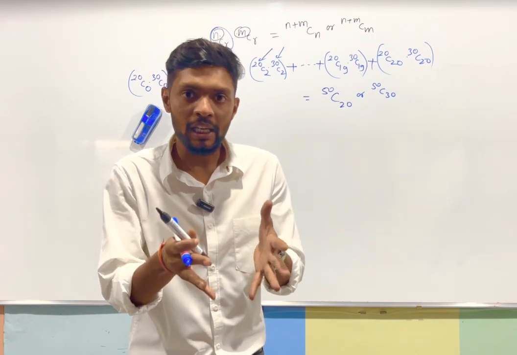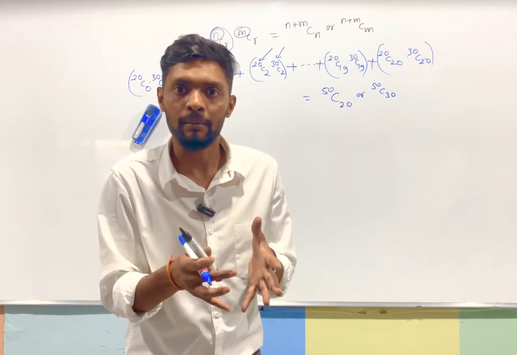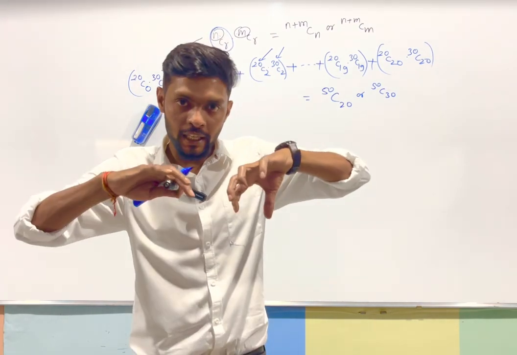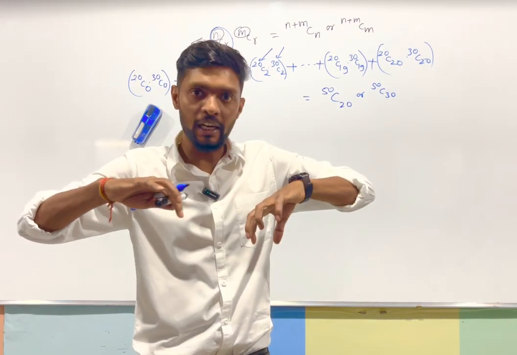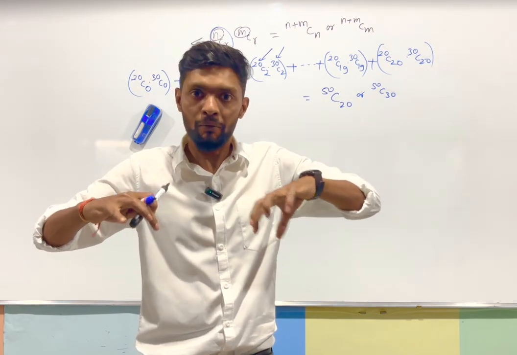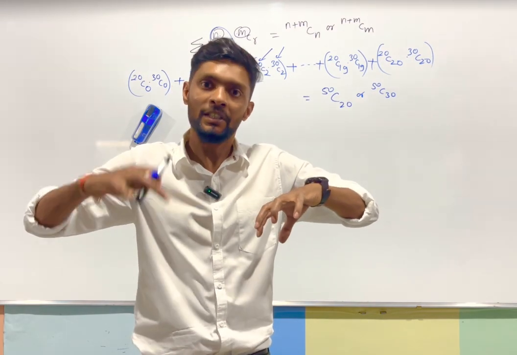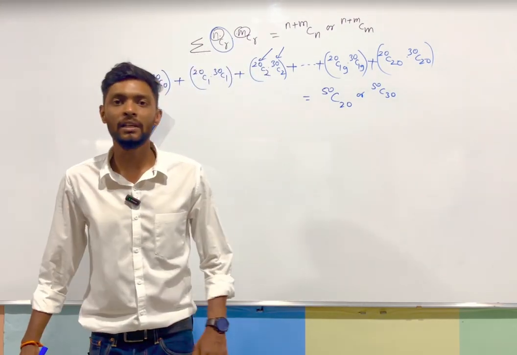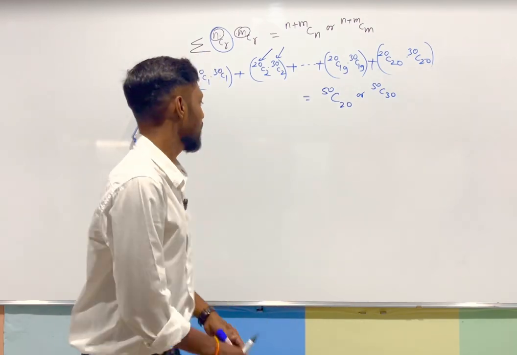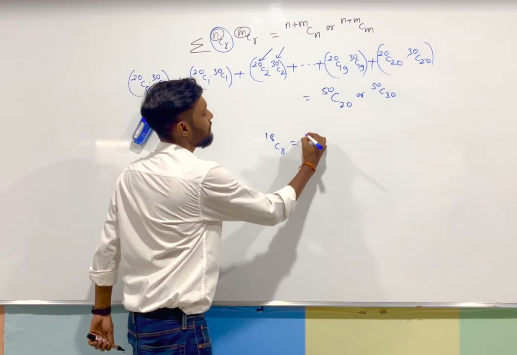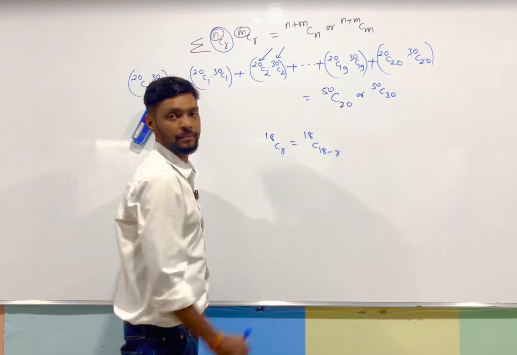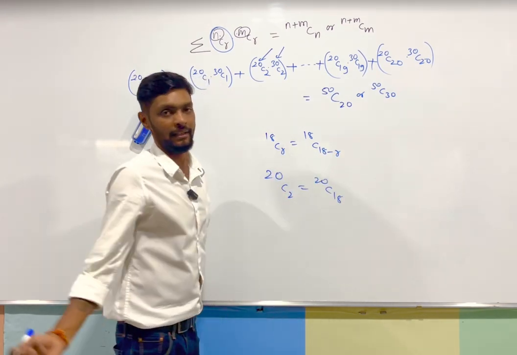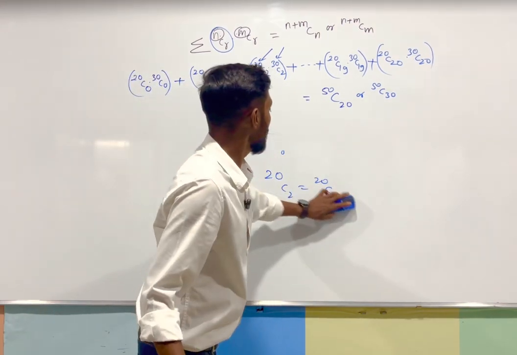Each time you select 20 items out of 50 items, you will leave 30 items behind. So you select 20 items, you leave 30 items. You select 20 items, you leave 30 items. So the number of ways of selecting 20 items will be the same as the number of combinations of 30 items. So 50C20 and 50C30 are the same. You already know that. You know that 18Cr will be the same as 18C(18 minus r). You know that 20C2 will be the same as 20C18. Okay, so we are not here to discuss that.